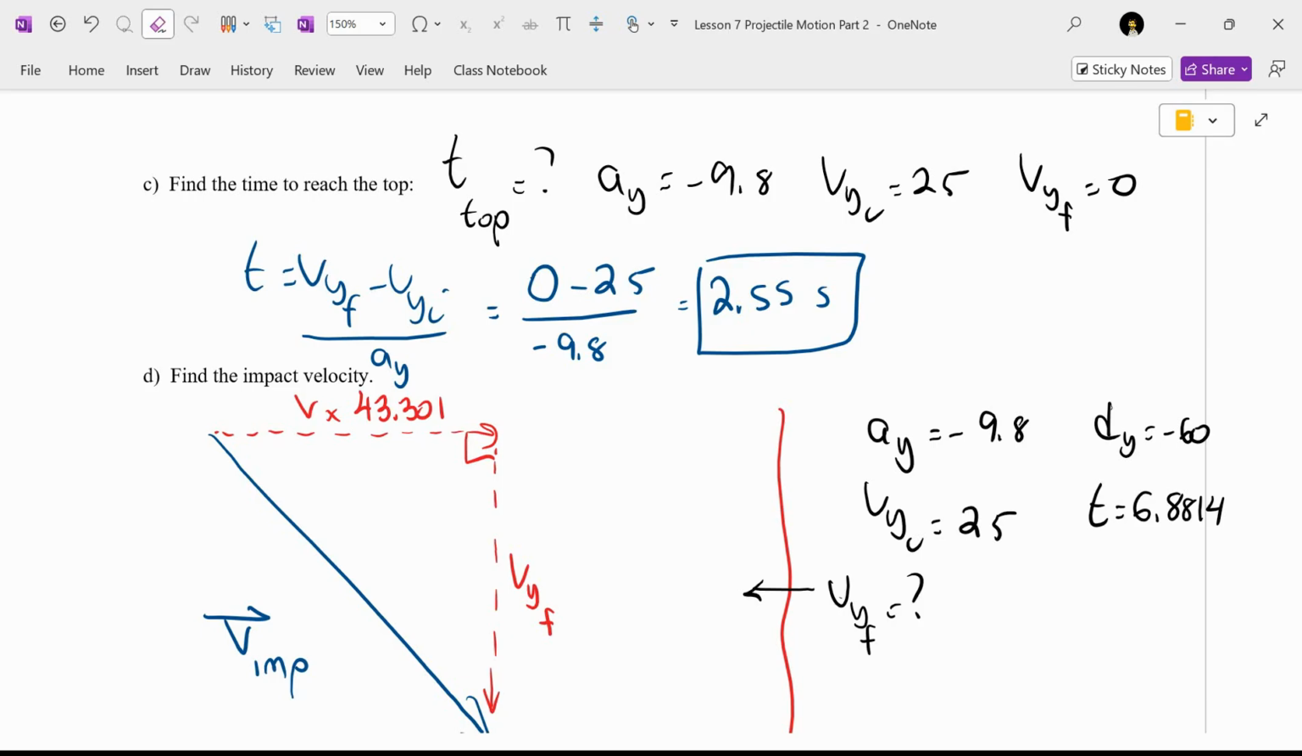That's what I would choose because it's the easiest, and my goodness, the Vy final is by itself already. You could also use Vf squared equals Vi squared plus 2AD. I wouldn't. You could also use D equals bracket Vi plus Vf times T over 2. I wouldn't. Those would all work. I would use that one, the Vy is by itself. So I wouldn't actually even use this.